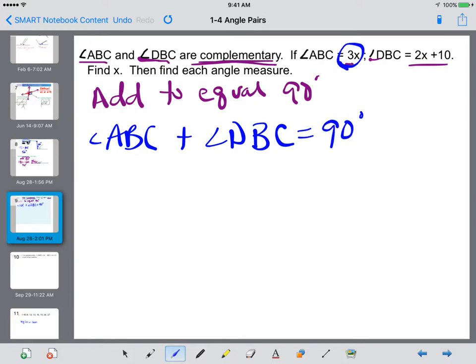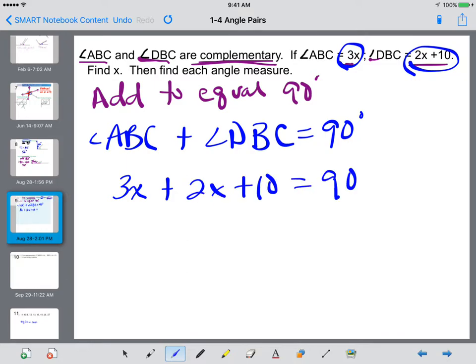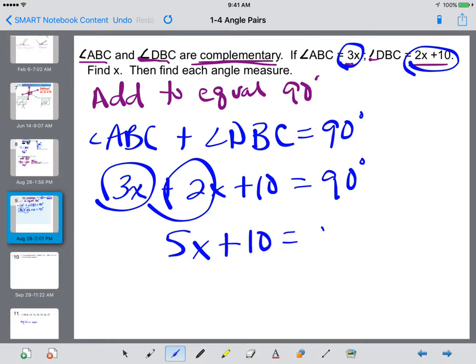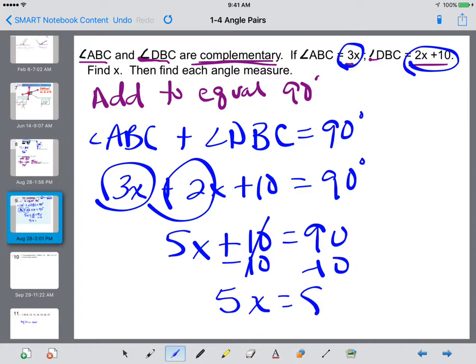So we can replace angle ABC, I know ABC is equal to 3x. I'm going to add together DBC, which is 2x plus 10. Set it equal to 90, and so combine our like terms here. We have 5x plus 10 equals 90. Subtract 10, subtract 10. 5x equals 80. I have to divide by 5, and I get x equals 16.